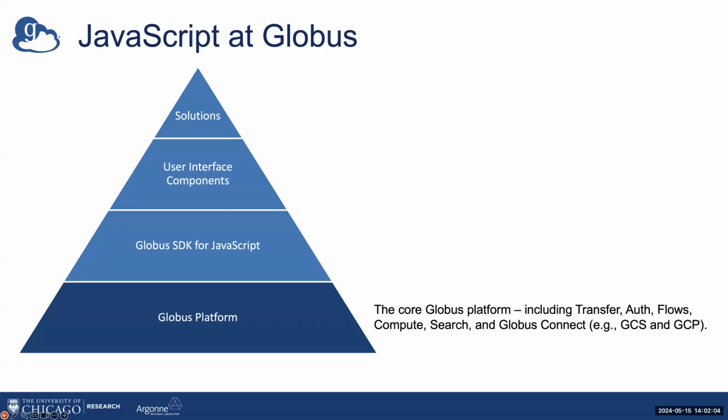Obviously, the base of the ecosystem is the platform itself. So this includes transfer, auth, flows, all the service APIs, and related clients, so Globus Connect Personal, Globus Connect Server, and their related service APIs. Where the JavaScript ecosystem really begins is the Globus SDK for JavaScript. This is intended to be essentially a convenience layer for interacting with the Globus platform. The main idea here is just to give folks an easy way to interact with all these different services that we have within the Globus platform.